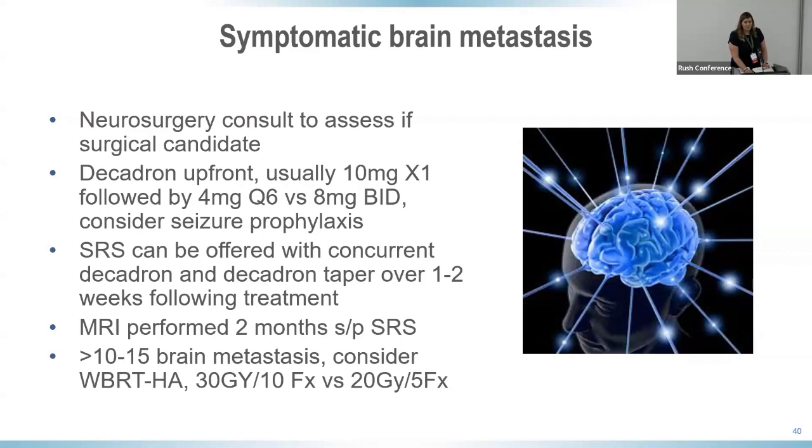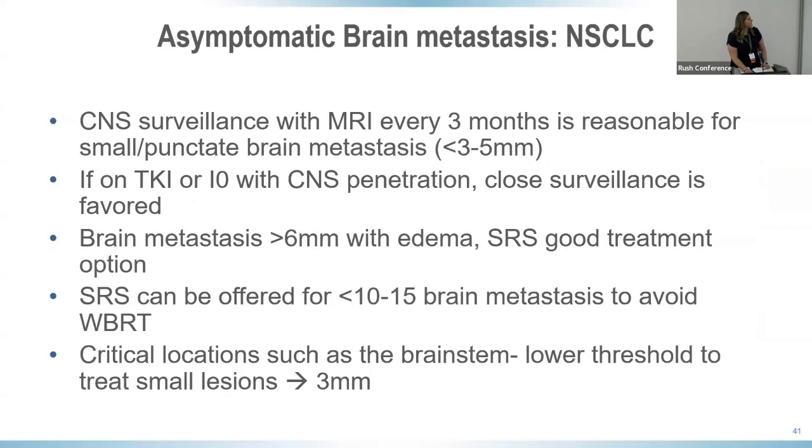In some situations, we will do a shorter course depending on the patient's performance status and a desire to get them on systemic therapy quicker. And for a patient with asymptomatic brain metastasis, surveillance is actually becoming a popular option with MRI every 3 months. Those are for patients with very small or punctate areas that are not causing them symptoms. Typically, that size is between 3 and 5 millimeters. If a patient is on a targeted therapy or immunotherapy with good CNS penetration, we also favor monitoring them because they may not even need to have radiation.